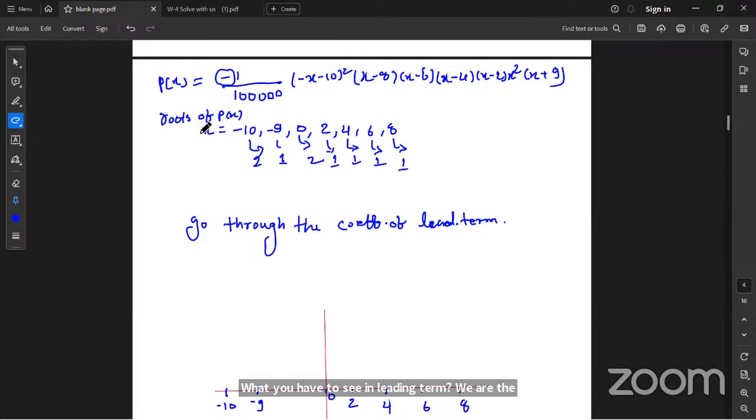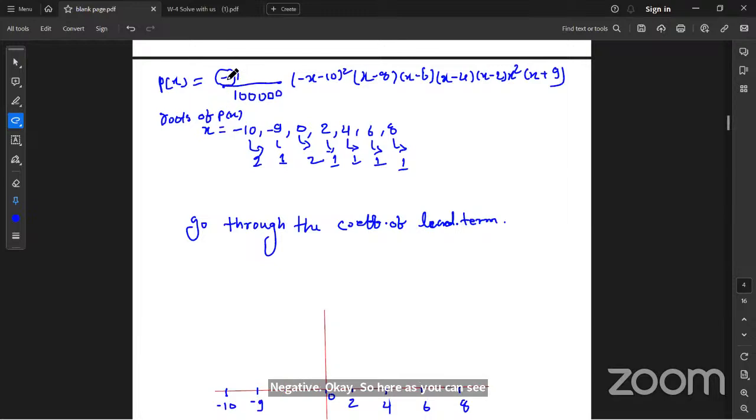Have you ever heard about the wavy curve method? Yes, sir. Your voice is cracking. My voice is cracking? Hello. Now I am audible. Yes, sir, you are.